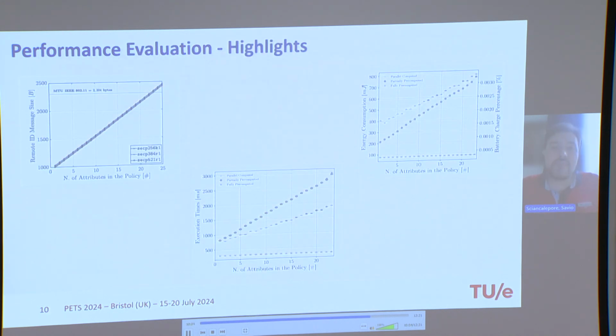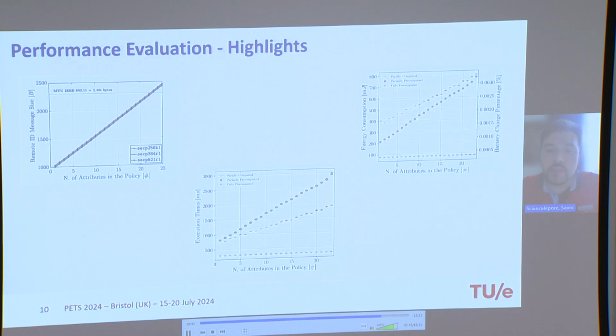There is an extensive performance assessment in the paper. Here, there are some highlights that I want to share with you. First, the picture on the left is the overhead of the solution, the bandwidth overhead, by increasing the number of attributes in the policy. You remember that we have the constraint that we don't want to exceed a single Wi-Fi message. With different curves, the overhead changes slightly, but in any case, we can include in the packet a policy with up to 22 attributes. That's particularly efficient, especially for complex scenarios.